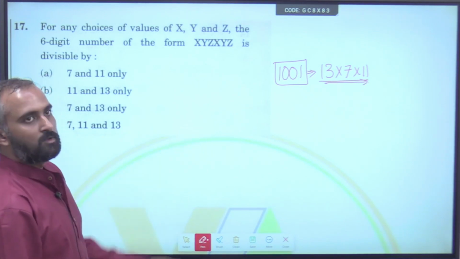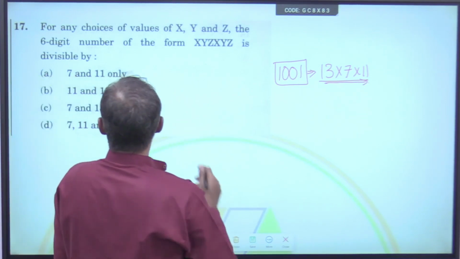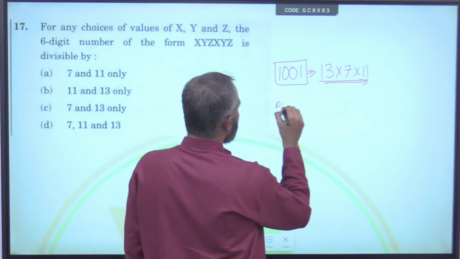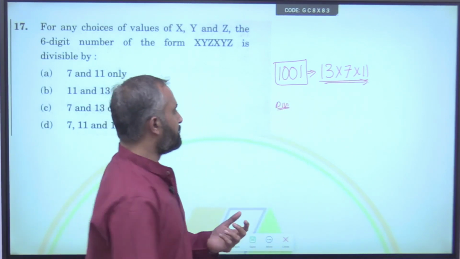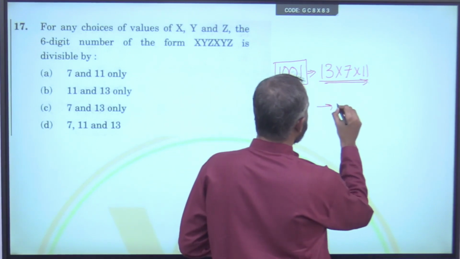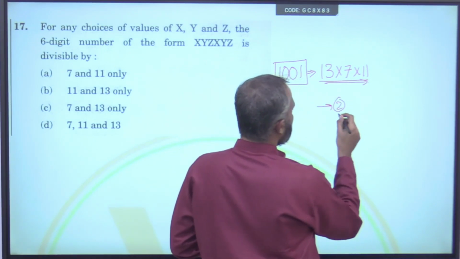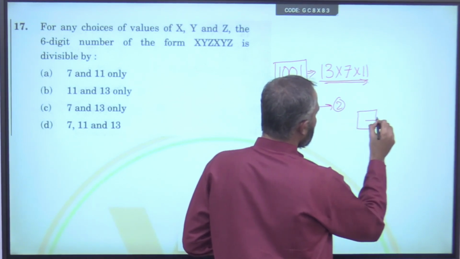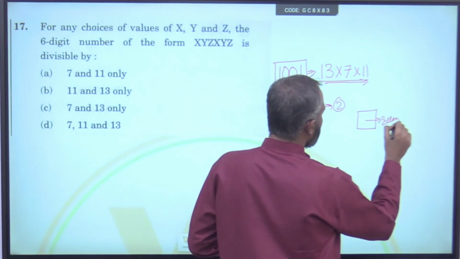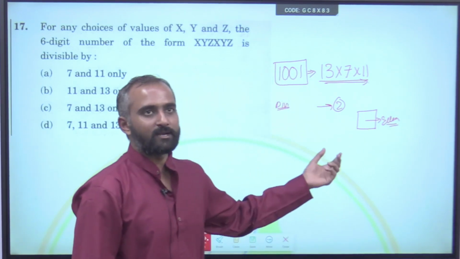Now, this is a form of divisibility rule. You know how divisibility works? You might have heard that, for example, the basic divisibility rule of 2 is that the ones digit should be even. Ever questioned how that divisibility rule came?